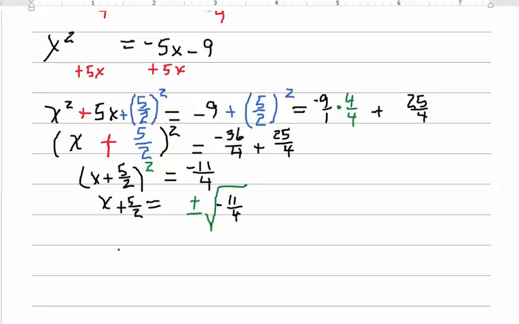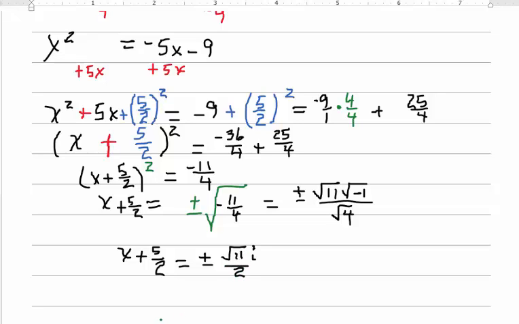And I just want to make sure I use good form with my radicals and that they completely contain whatever's inside of them. So the properties of radicals tell me that I can rewrite this as the square root of 11 times the square root of negative 1 over the square root of 4. So this becomes plus or minus the square root of 11 i over 2. And if I add negative 5/2 to both sides, I get negative 5/2 plus or minus the square root of 11 over 2 times i.